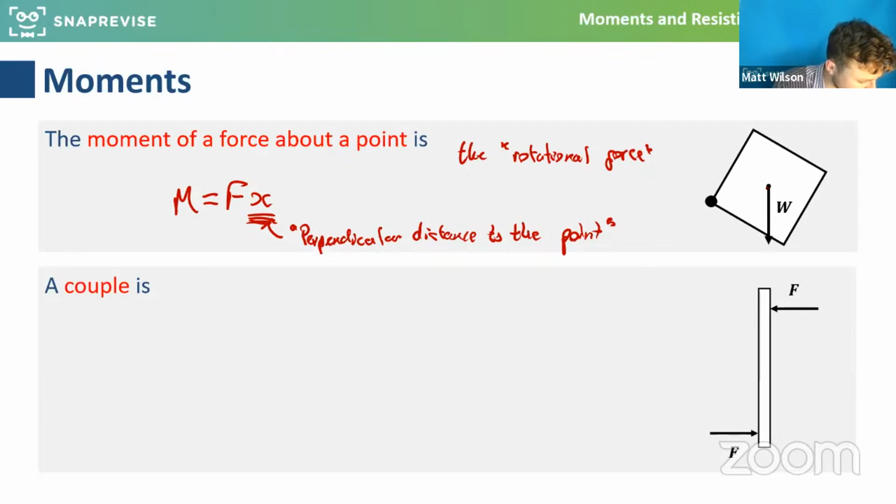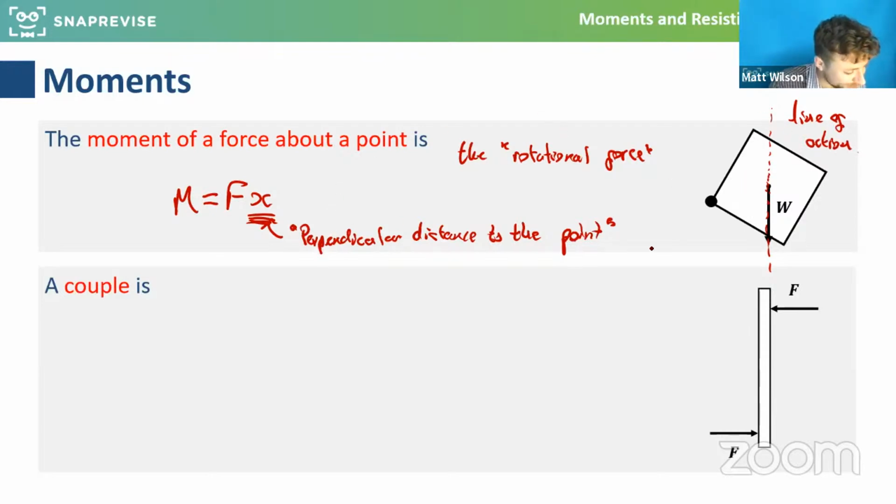Okay, so if you take a look at this object on the right-hand side here, it is experiencing a force called the weight. This weight is pulling down, and we can draw the line of action of the force. So that's what we've drawn here. We've drawn a line of action of this force.